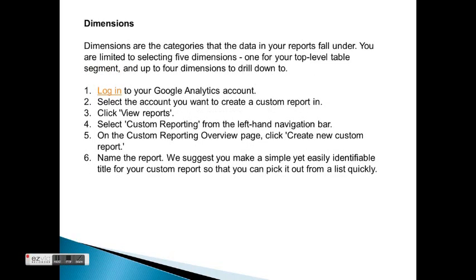Dimensions. Dimensions are the categories that the data in your reports fall under. You're limited to selecting five dimensions, one for your top-level table segment and up to four dimensions to drill down to. So log in to your Google Analytics account, select the account you want to create a custom report in, click View Reports, select Custom Reporting from the left-hand navigation bar, or on the Custom Reporting Overview page, click Create New Custom Report. Name the report. We suggest you make a simple yet easily identifiable title for your custom report so that you can pick it out from a list very quickly.